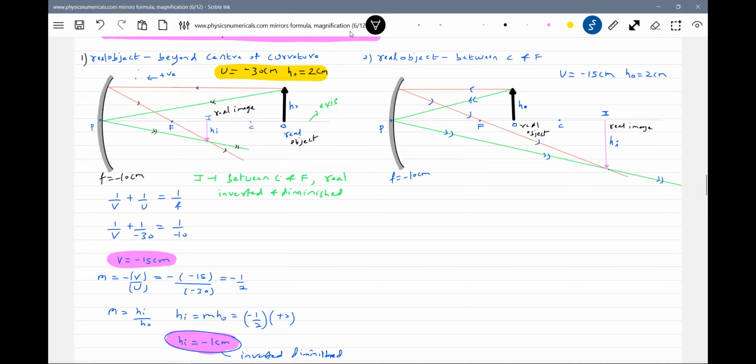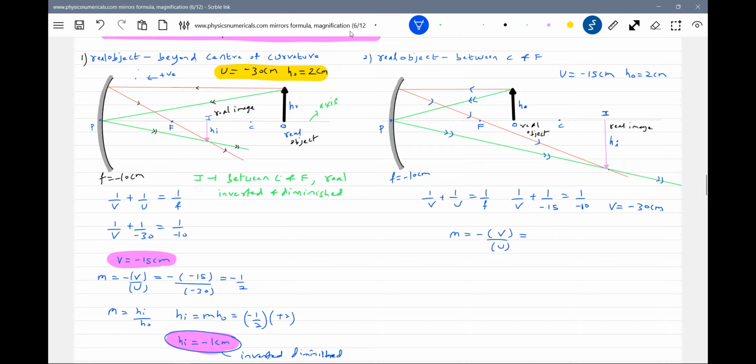Okay, so let's use the mirror formula, 1 by v. So then what is u? u is minus 15, minus 10. So this will become minus 30 centimeter. After solving this, then magnification.